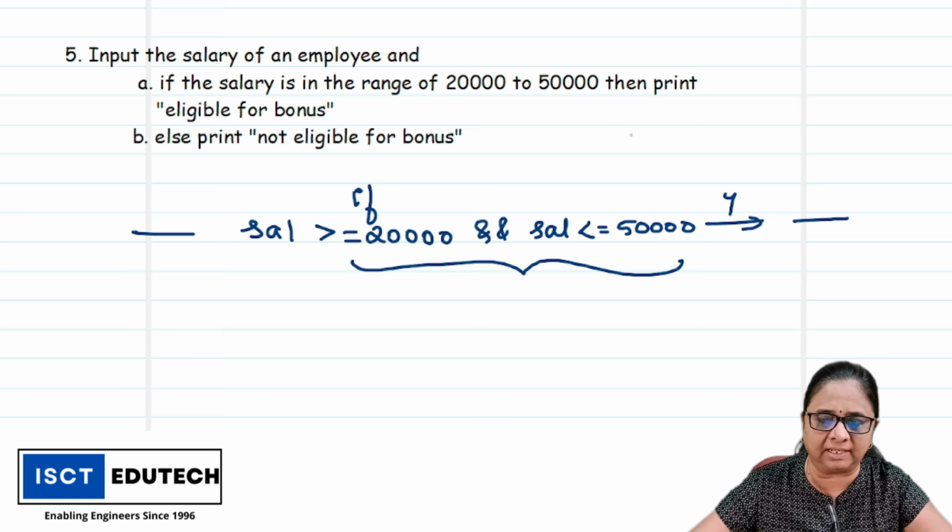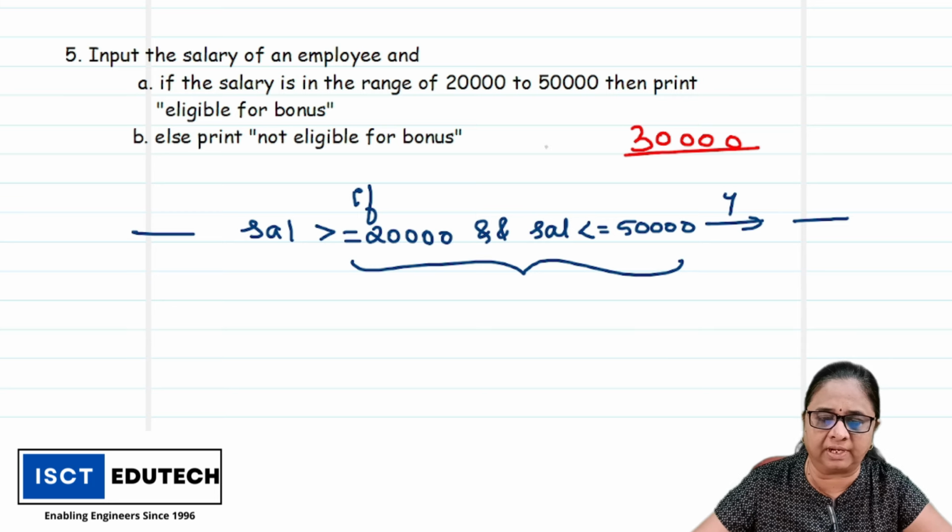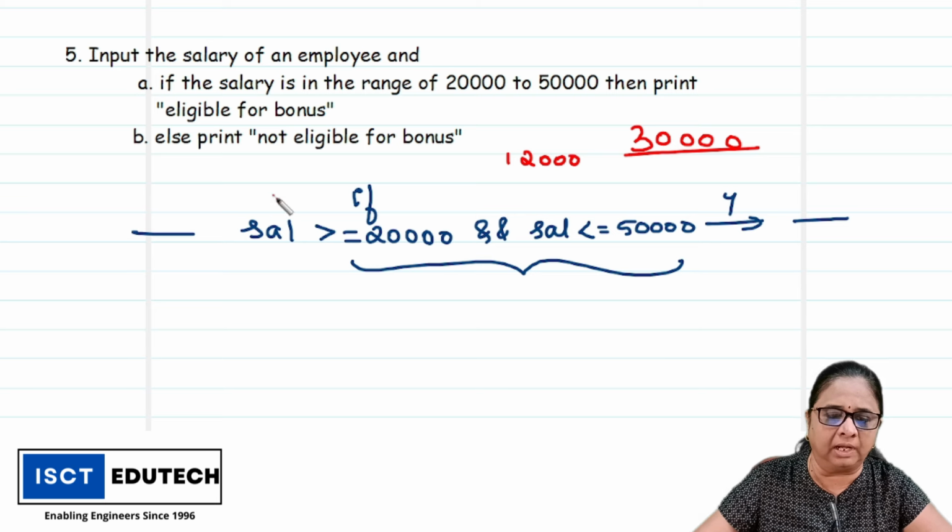The input should be between these. Suppose I give the salary as 30,000 as the input, how does it work? 30,000 greater than 20,000? Yes. And 30,000 less than 50,000? Yes. Since both are true, it goes to the yes direction and it will give eligible. Suppose I give the second input as 12,000. How does this work? 12,000 greater than 20,000? No, the first condition itself is false, so it goes to the no part.